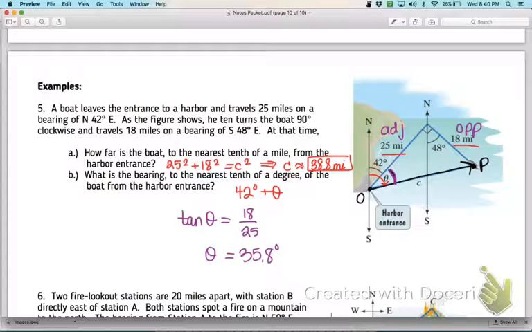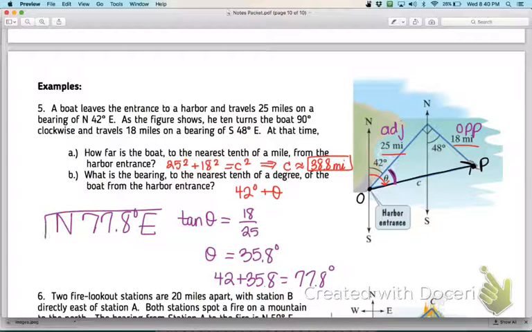So that means our bearing, if I add 42 to that 35.8, 42 plus 35.8, that's going to give me 77.8 degrees. So we can use the north-south line that's sketched right there because we're starting from point O. So from point O, we're going to the north, and now the entire angle is 77.8 degrees, and that is towards the eastern side. So that is the bearing right there.